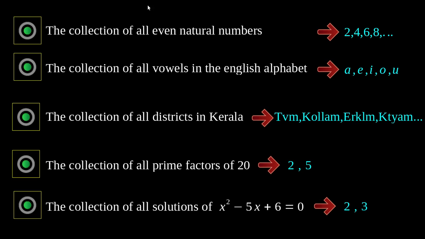Clear? These are the 5 collections, and these 5 collections have a common property. That is, we can definitely say what are the objects, what are the elements that belong to this collection.